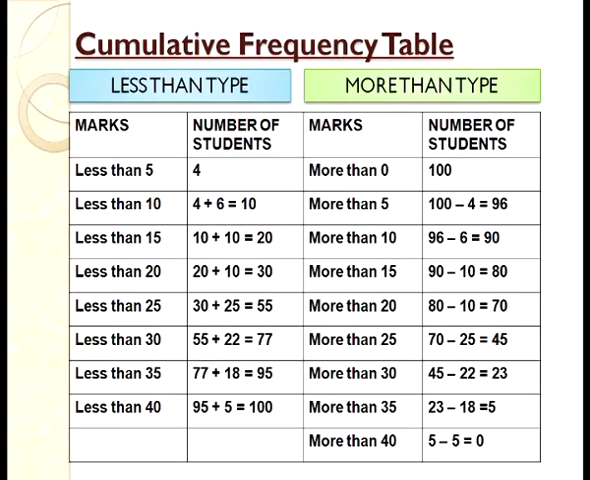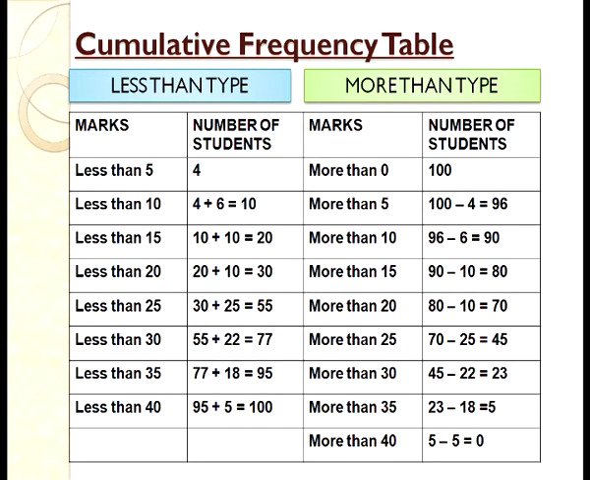So these are the steps. Let us discuss with the help of this example. We have converted the exclusive series into cumulative series. One is the less than cumulative series, the other is the more than cumulative series. For less than, we have used the upper limit.